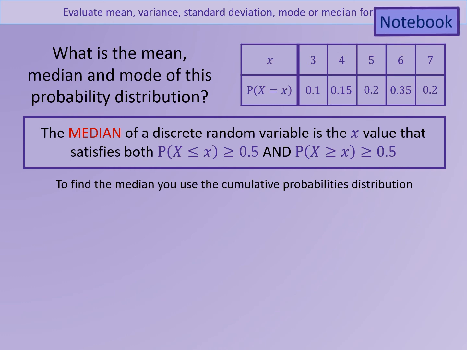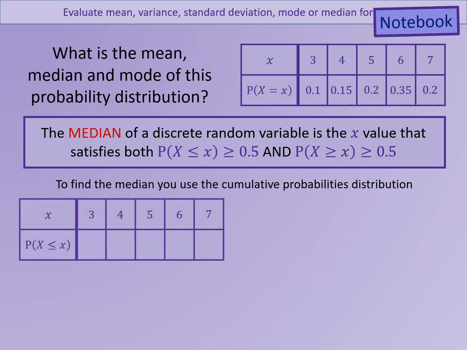So we're going to need to use the cumulative probability distribution for this. Remember, for the cumulative distribution, you add up the values. So first of all, we're going to work out the probabilities that x is less than or equal to each x value. So less than or equal to 3 is just 0.1. Less than or equal to 4, we're adding up the two values here for 3 and 4, so the probability is 0.25. Less than or equal to 5, we are now adding these three values up, 0.45. The probability of being less than or equal to 6 is 0.8, and the probability of being less than or equal to 7 is then 1.